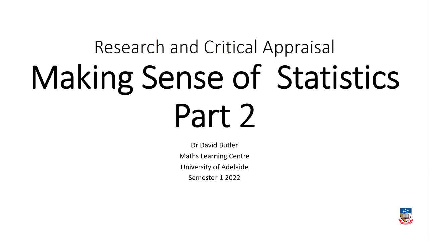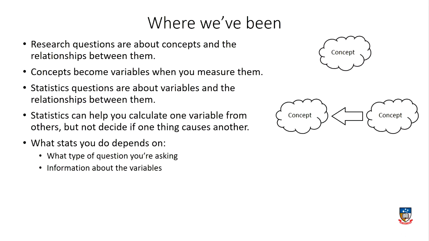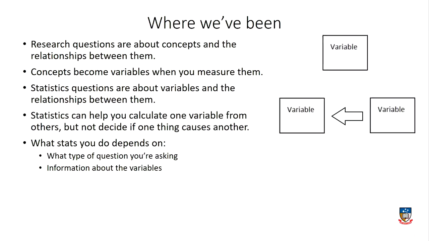First, where we've been. Research questions are about concepts and the relationships between them. This is what I said last time, and they're sometimes about a single concept, though that's rare. It's much more common for them to be about the relationship between concepts. But you need to measure concepts in some way, and they become variables when you measure them, and I draw variables as rectangles, which are nice and well defined.